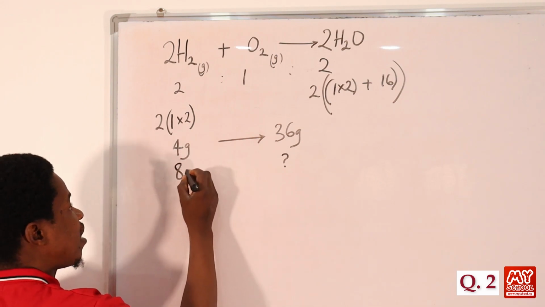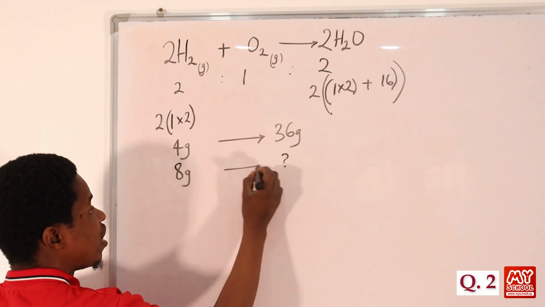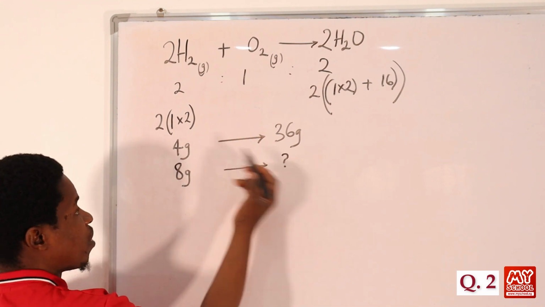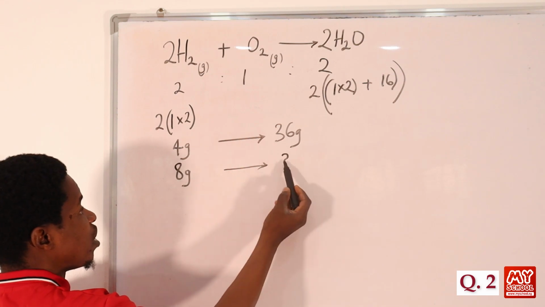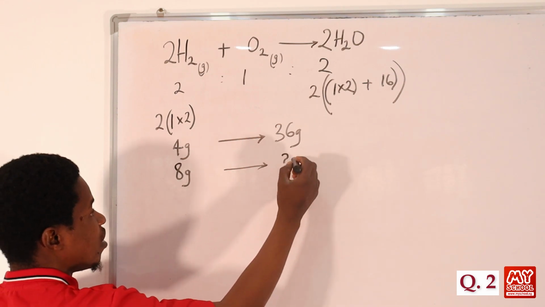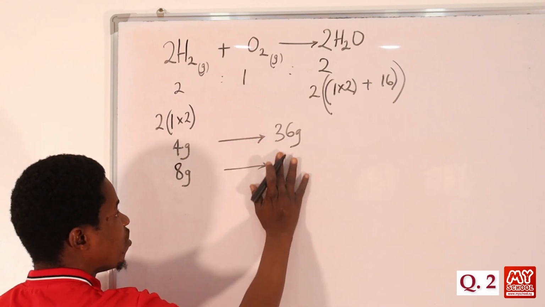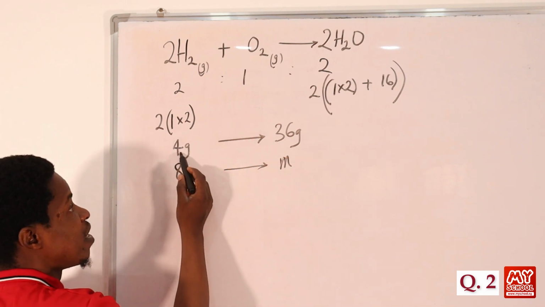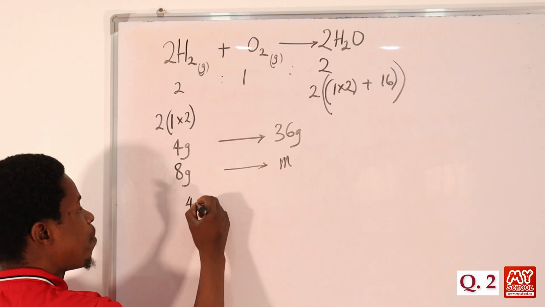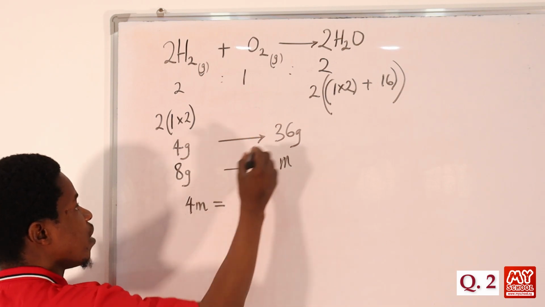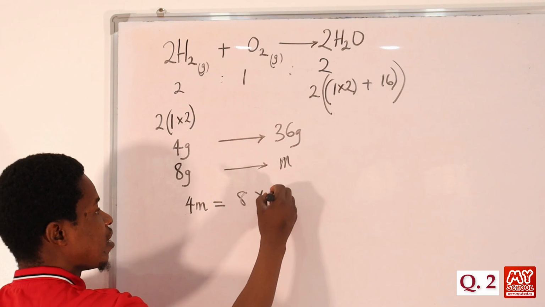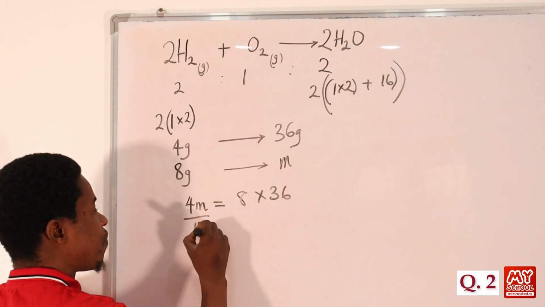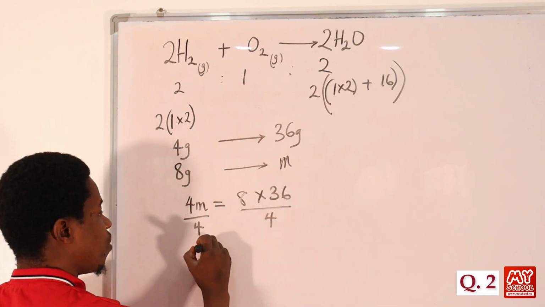So we have here 8 grams of hydrogen reacted with oxygen, so we can do the relationship. Cross multiplying, let the mass of water that we want to find be M. So 4 times M will be 4M, equal to 8 times 36. By the time we divide both sides by 4, we have M.